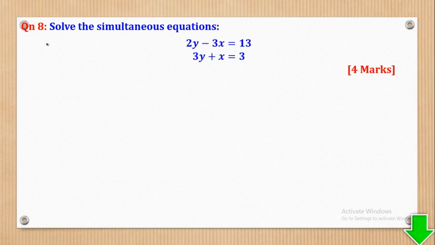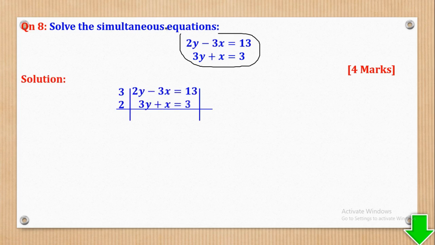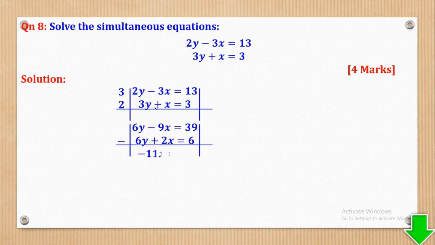Then question 8 says solve the simultaneous equations. These are the simultaneous equations they want us to solve. So first of all, I have to balance one of the coefficients. If I choose to balance the coefficients of y, I'll put this value here and this value there. Now what does that mean? It means that these 3 will multiply throughout this equation and these 2 will multiply throughout this equation. And when I do that, this is what I'm going to get.